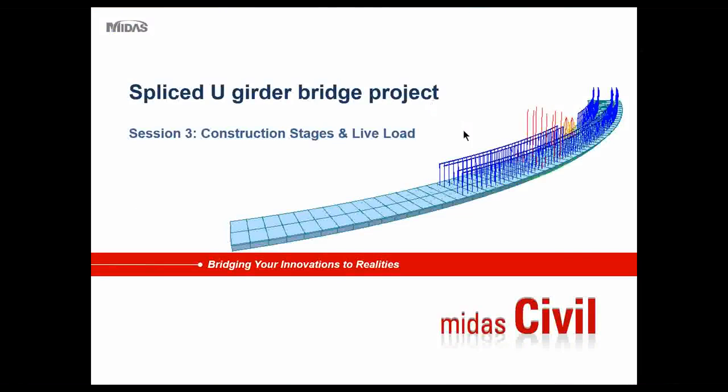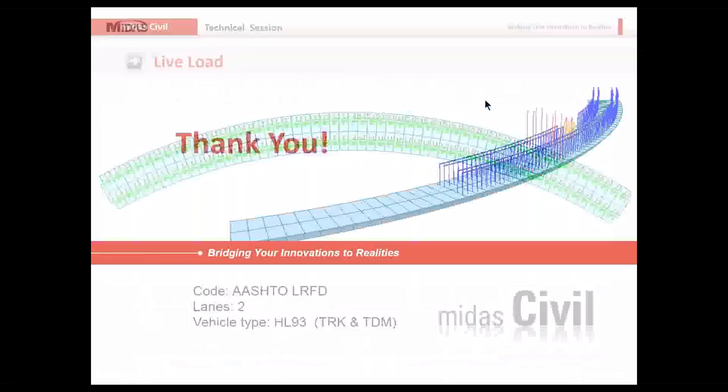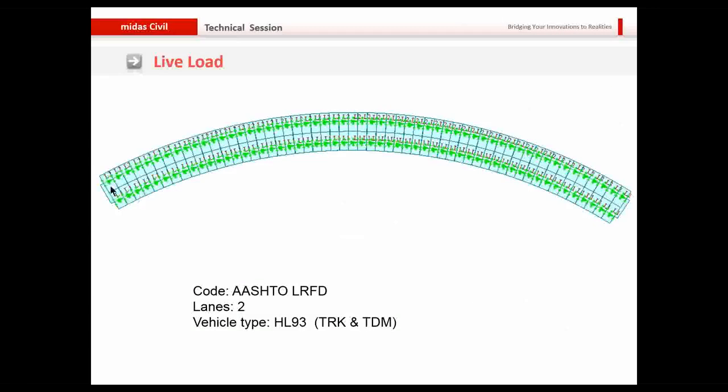The last portion will be not so much the staging anymore, but more the live load portion. For this one, I'm going to define 2 lanes running on top of each girder, but it doesn't mean that the live load can only run in the middle. It can run at any part of the bridge. But for this one, I'm going to define 2 lanes like this, and just the design truck and tandem truck. This portion will be very short, and after that, we'll be moving on to the Q&A session and closing.